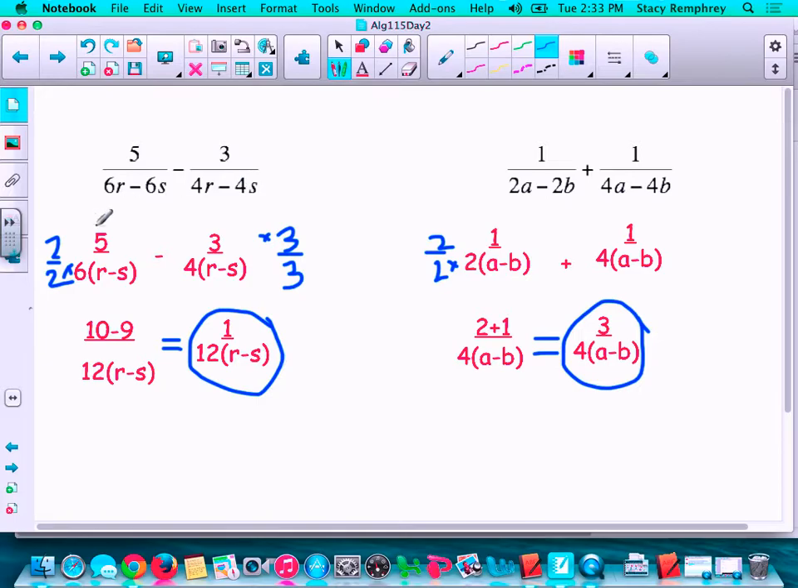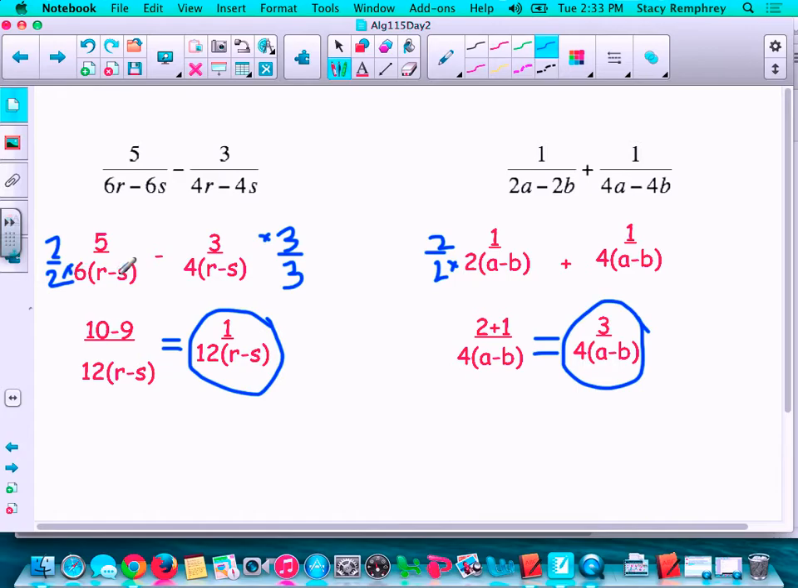All right, what I did over here is I factored out, whenever the denominators don't match, I'm going to factor those out. So what I did here was I factored out the greatest common factor of 6 and the greatest common factor of 4. And I said, okay, they both have an r minus s. I need this number in front to match. So I'd like it to be 12. That's the least common multiple of 4 and 6. So I multiplied top and bottom by 2. That's where I got the 10.